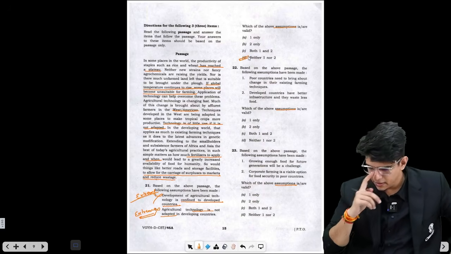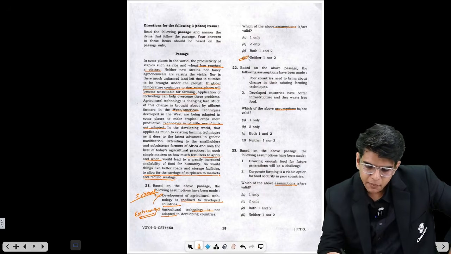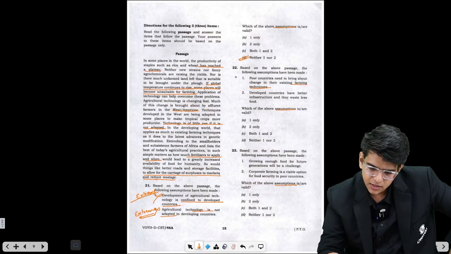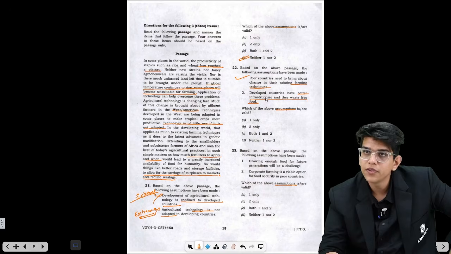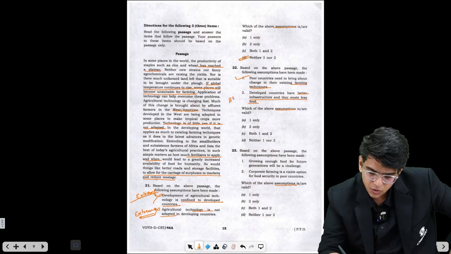Option D. Second, based on the above passage, the following assumption has been made: poor countries need to bring about change in their existing farming techniques. This is discussed. Yes, this can be one of the assumptions. Developed countries have better infrastructure and they waste less food. Not given in the passage, beyond the scope of the passage.